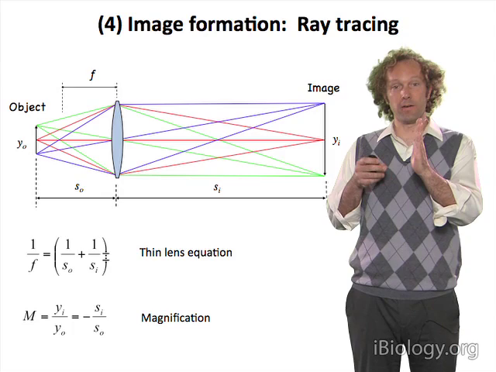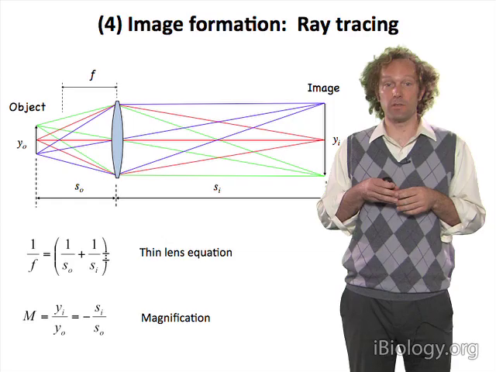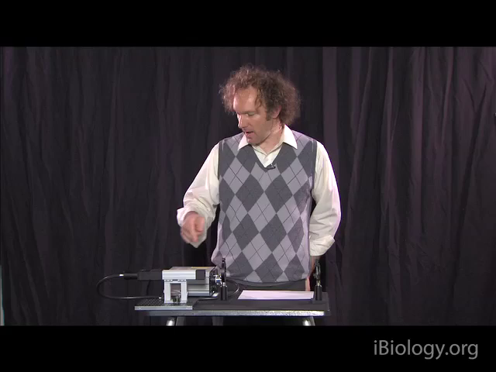So we'll do another quick demonstration about how to think about lenses forming images, and a couple of examples. For this demonstration, we'll look at the properties of positive lenses and their ability to form images. I've got four things here. One is the same light source I used before. It's connected by a fiber optic cable to a collimator.